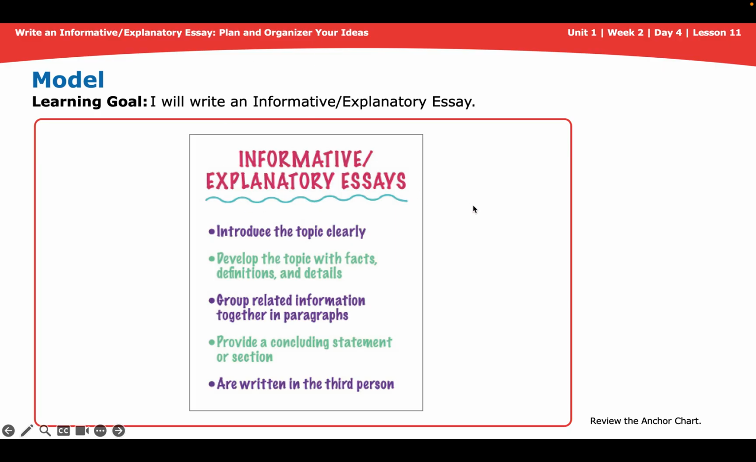First, let's review the features of an informative/explanatory essay. You need to be introducing the topic clearly. You need to develop the topics with facts, definitions, and details. You need to group related information together in paragraphs. You need to provide a concluding statement or section, and it needs to be written in third person.